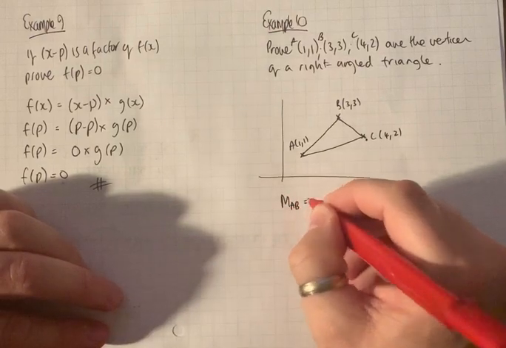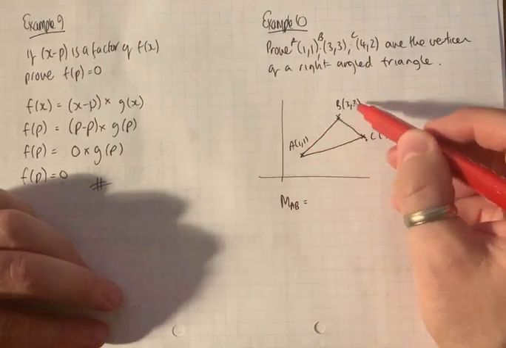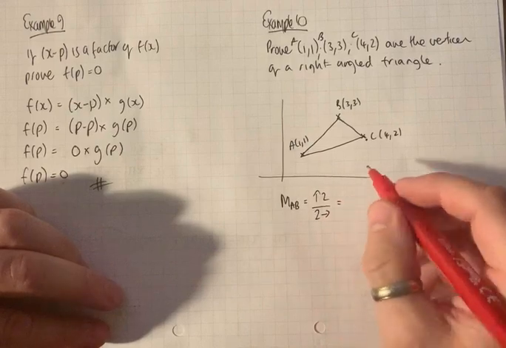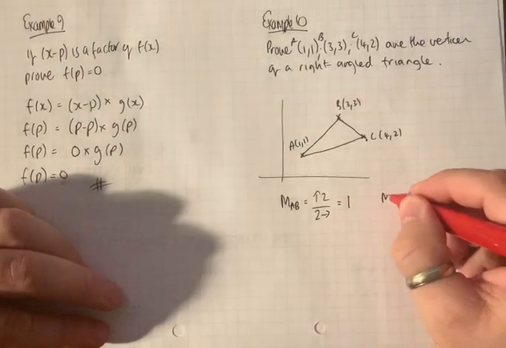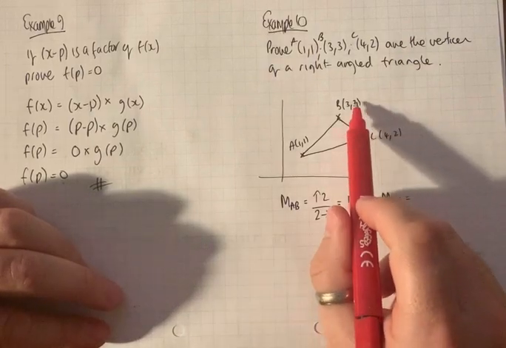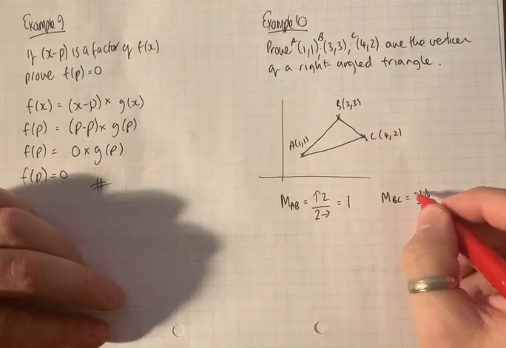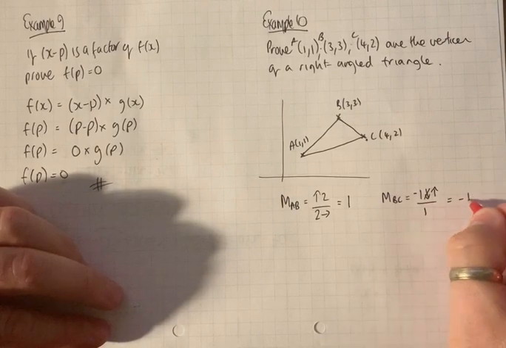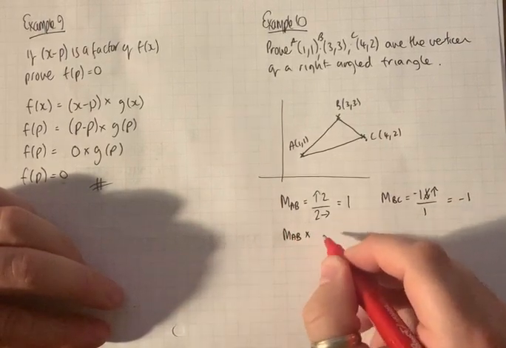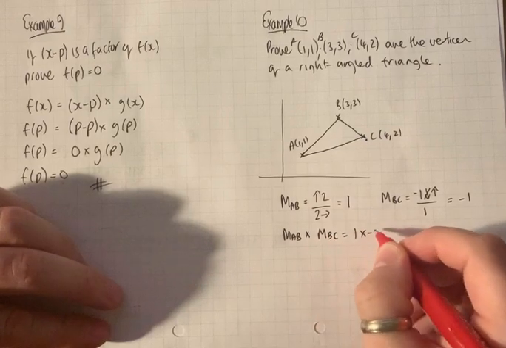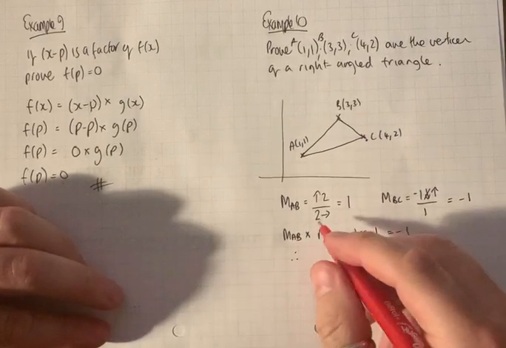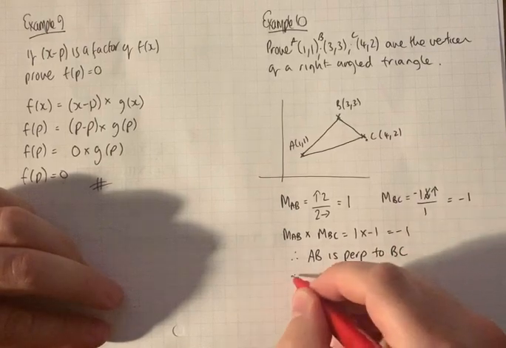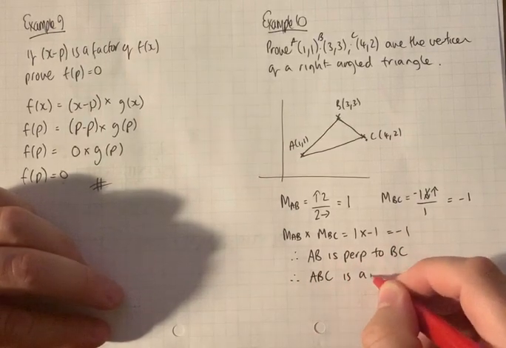So if we look at the gradient of the line AB, we're going from 1 up to 3 up, so that's 2 up. From 1 across to 3 across is 2 across, so 2 over 2, up divided by across, is 1. If we look at the gradient of BC, you can see we're going from 3 down to 2, which is 1 down, so that's -1 up effectively. And from 3 to 4 is 1 across, so -1 over 1 is -1. Then the gradient of line AB times the gradient of line BC is 1 times -1, which is -1. Therefore, AB is perpendicular to BC, therefore ABC is a right angle triangle.